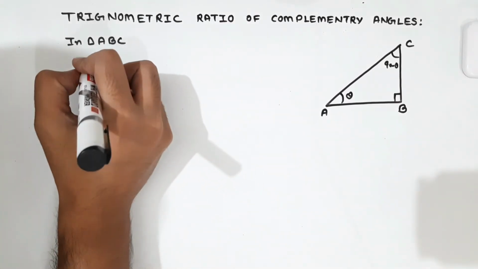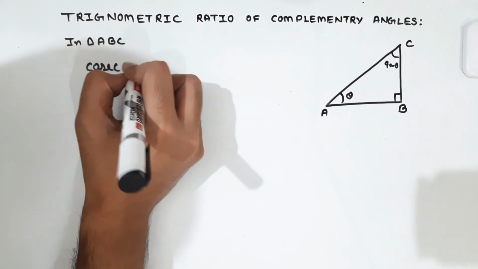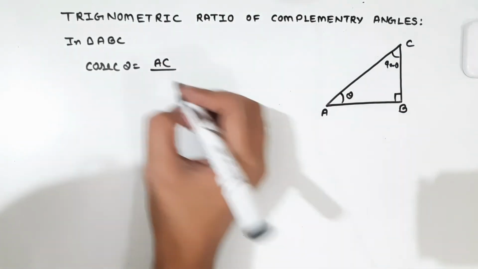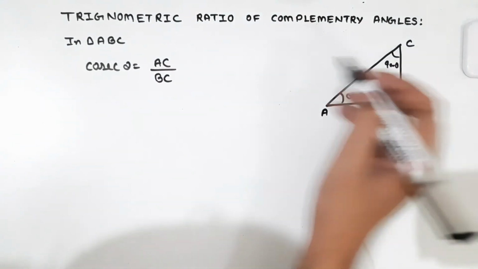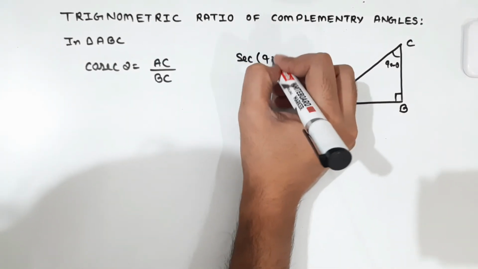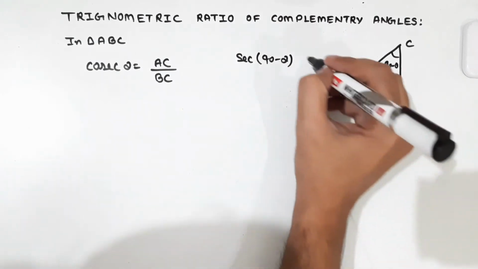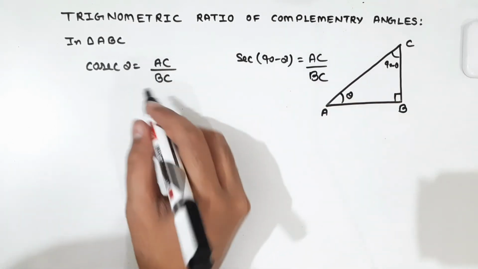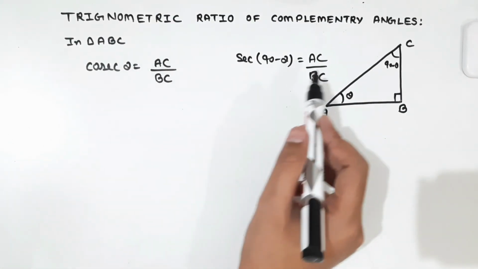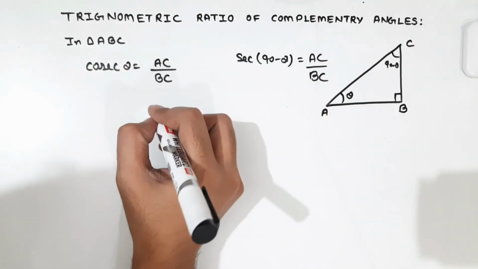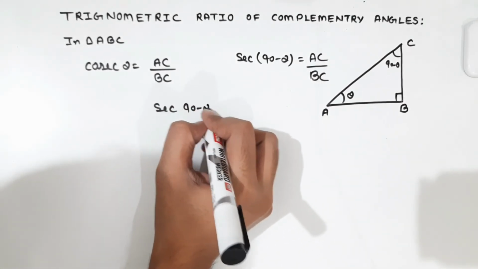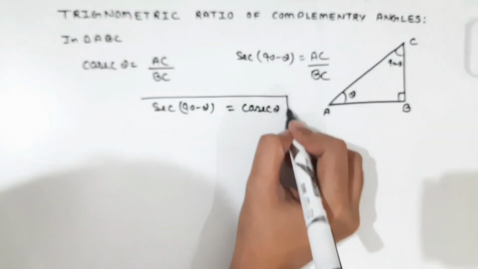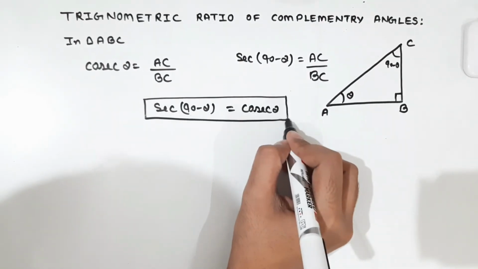Now cosec of angle theta will be hypotenuse, that is AC, upon perpendicular, that is BC. Then sec of angle 90 minus theta will be equals to hypotenuse, that is AC, upon base, that is BC. So from here AC upon BC is equals to cosec theta and AC upon BC equals to sec 90 minus theta. So from here sec 90 minus theta equals to cosec theta. This is our sixth conclusion.